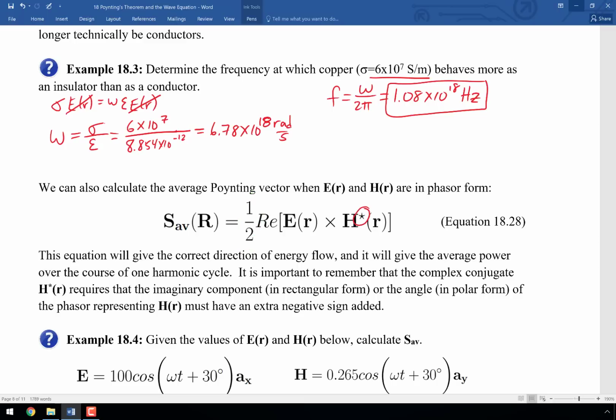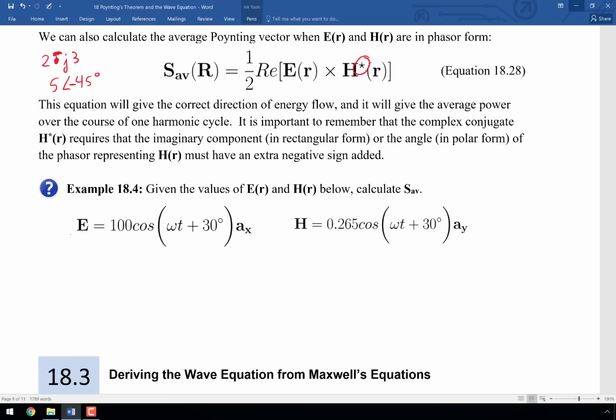The only thing that I would just want to point out here is that you have to take the complex conjugate of H. So if H is given as, say, 2 plus J3, then the complex conjugate of that says, nope, it's not plus, it's minus. So you have to invert the sign of the imaginary part. Or if you were told that it was 5 at an angle of 45 degrees, nope, it's not 45 degrees anymore, now it's negative 45 degrees. So just realize that you either have to invert the sign of the imaginary part or the sign of the angle, and those are completely equivalent to each other.